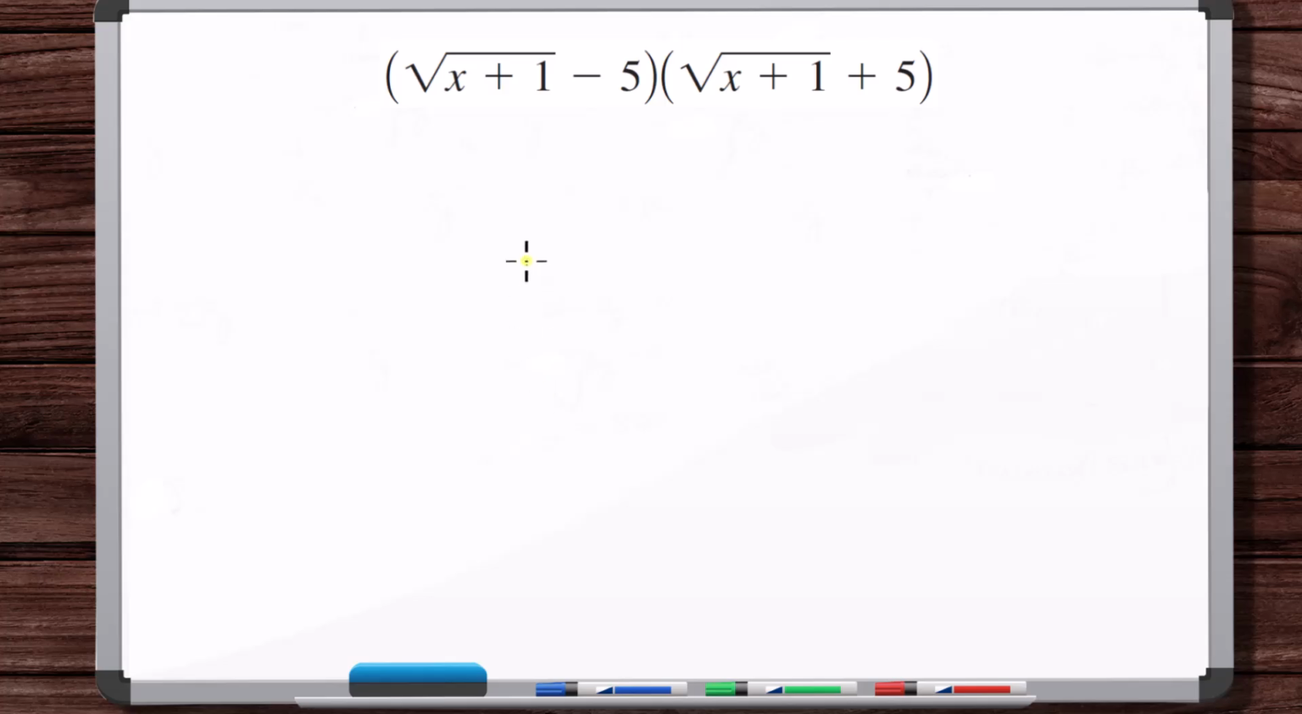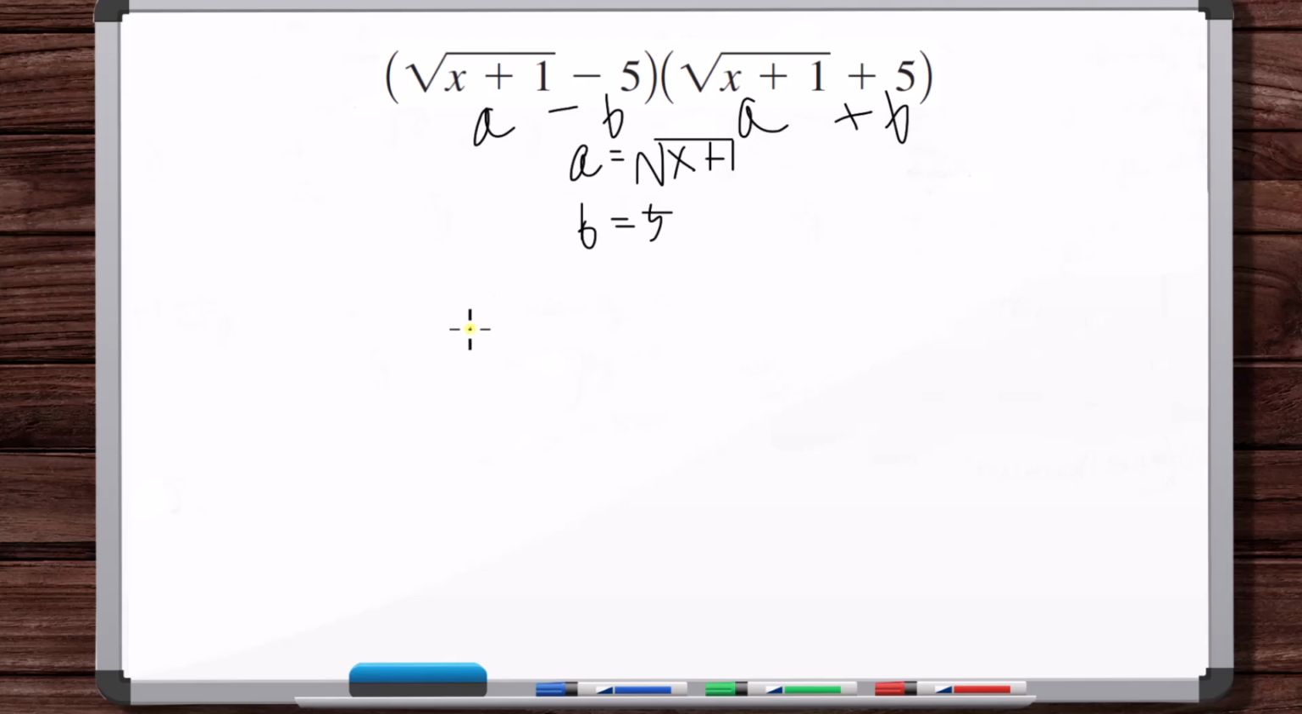Okay, yeah, we've got conjugates again, right? So you could say A is square root of x plus 1 and B is 5. And you see it's A minus B times A plus B. So what is A squared? X plus 1. Then minus B squared, 25. So x minus 24. That's it.